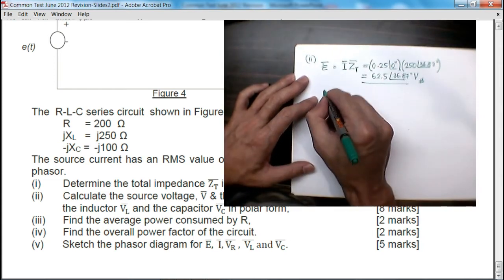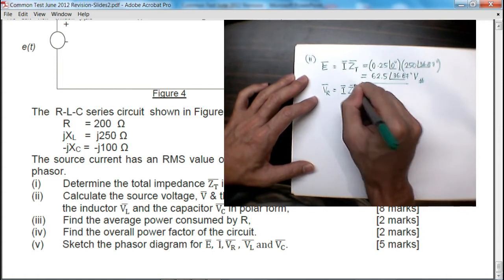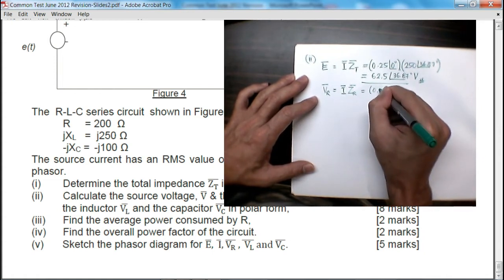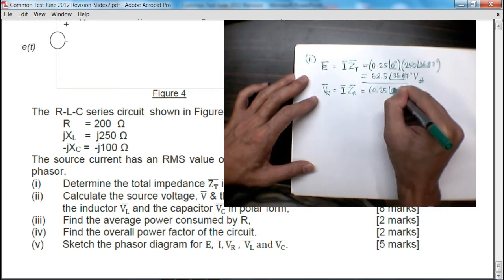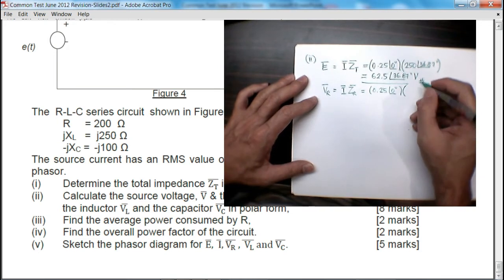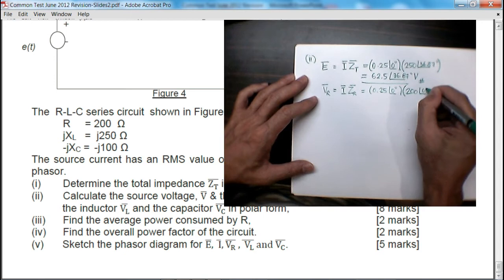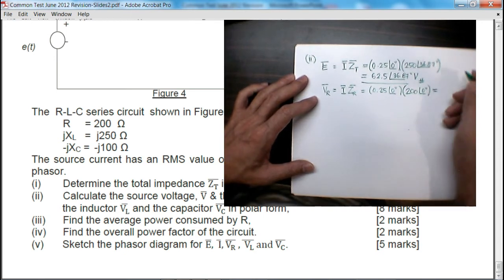Right? The voltage across R can be computed from I times ZR. That equals 0.25 angle of 0 degrees, multiplied by the resistance, which equals 200, giving 50, angle of 0.